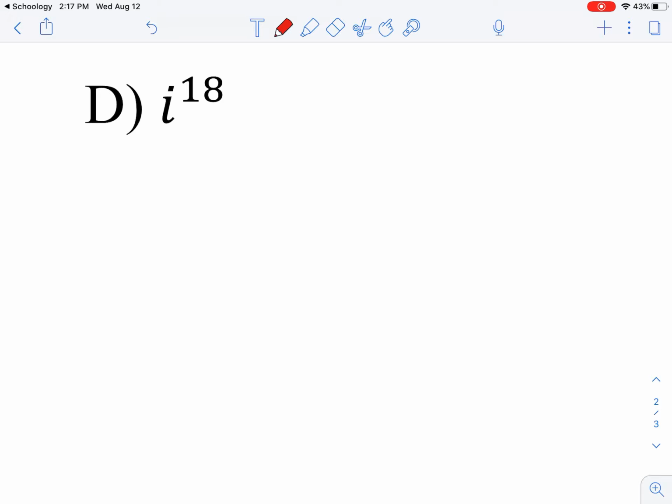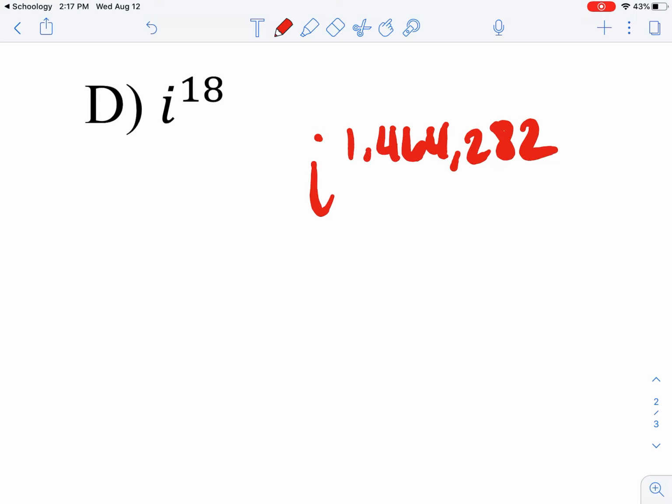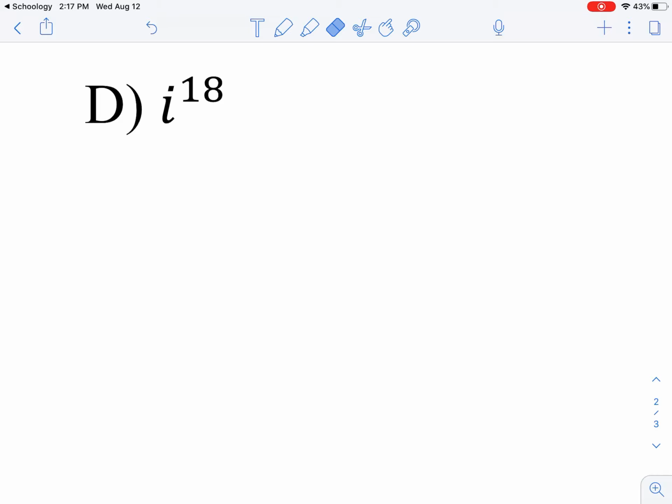Okay, last but not least is simplifying i to the 18th. I can simplify i to anything. I can simplify i to the 1,464,282. I can simplify anything i to any power, okay? There's only 4 possible things that I could simplify to. So first off, you have to know your equivalencies.